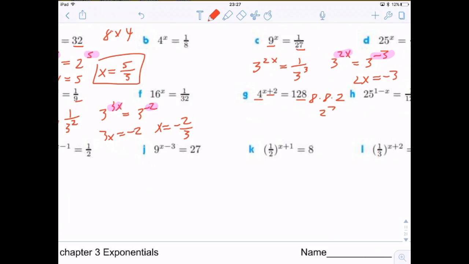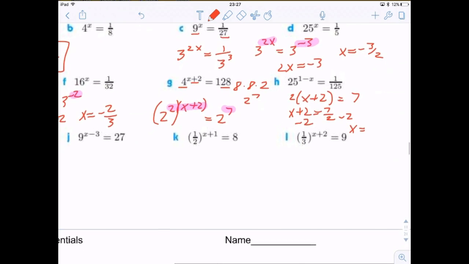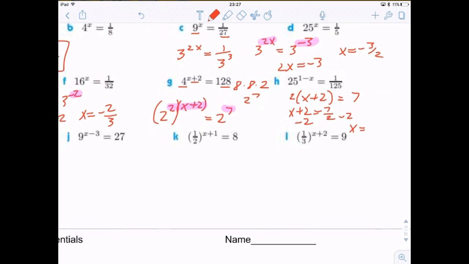Alright, and then 4 is 2 squared. So I have 2 squared to the x plus 2 exponent equals 2 to the 7th. I can multiply those together and set it equal to 7. I'm going to get 2 times x plus 2, leave the parentheses, equals 7. X plus 2 equals 7/2. Subtract 2 from both sides, and you get x equals 7/2, which is 3.5, minus 2 is 1.5.